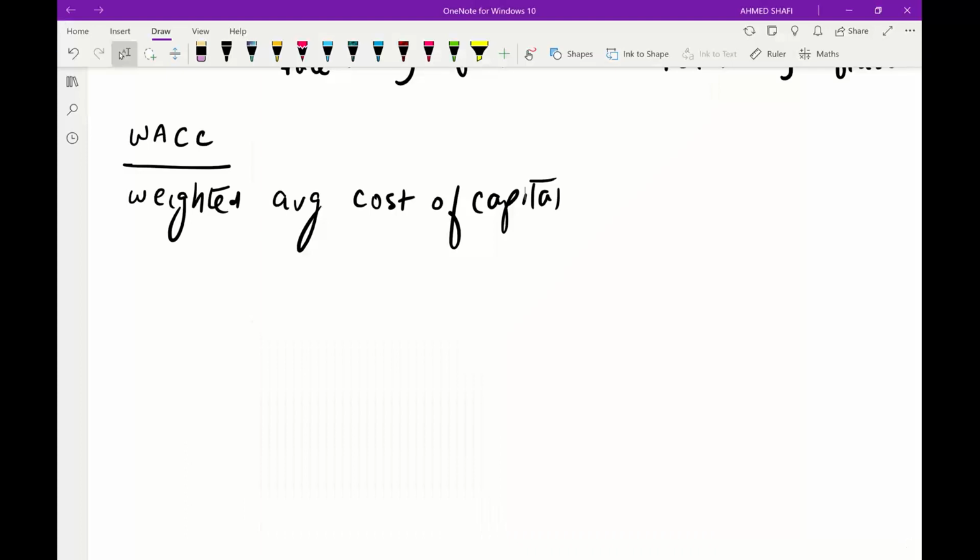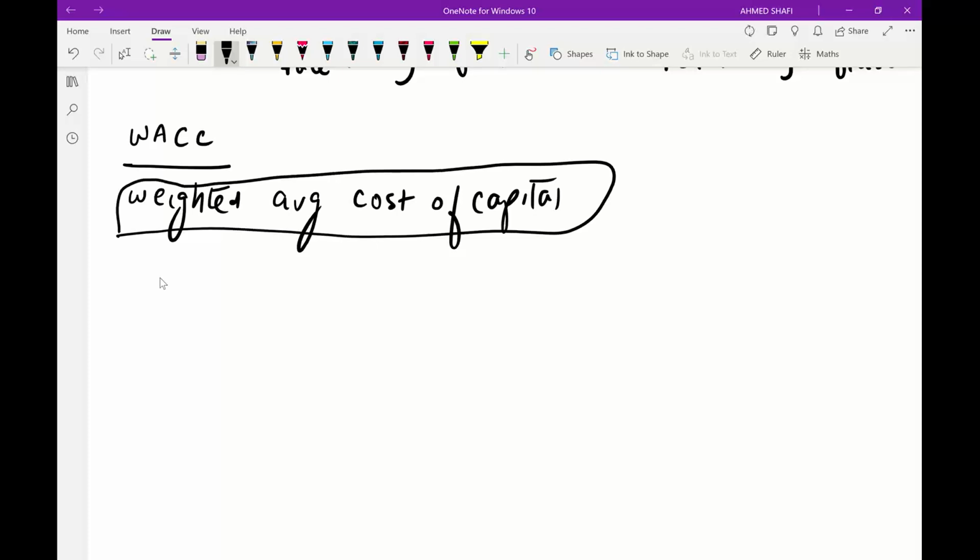Now, before starting WACC, since WACC involves some complex calculations as well, what I'm going to do is firstly explain some basic concepts of WACC. And once I explain the basic concepts of WACC, then I can go towards the questions.